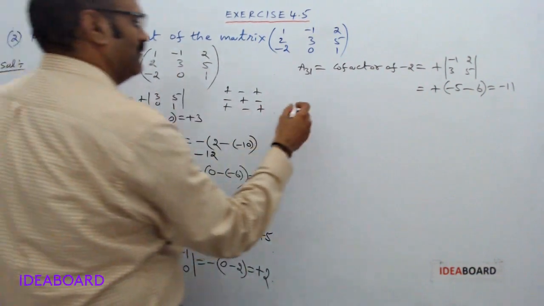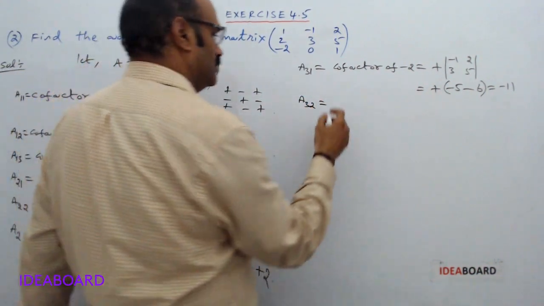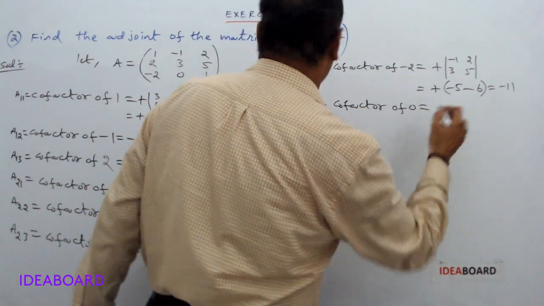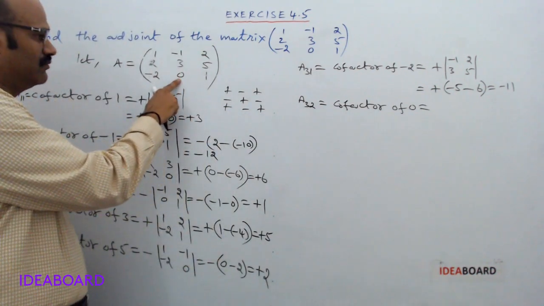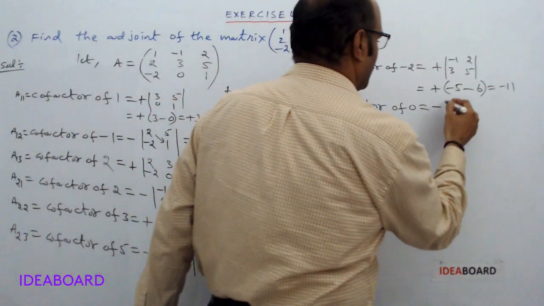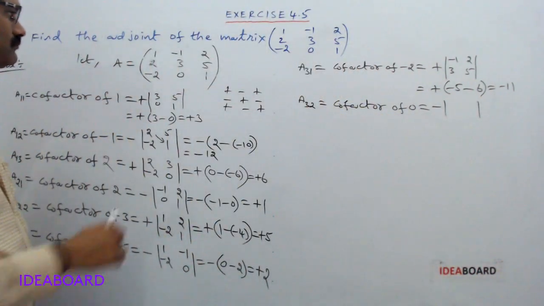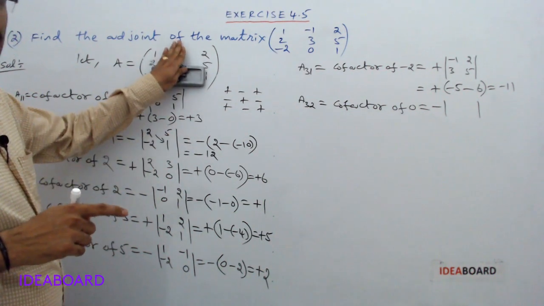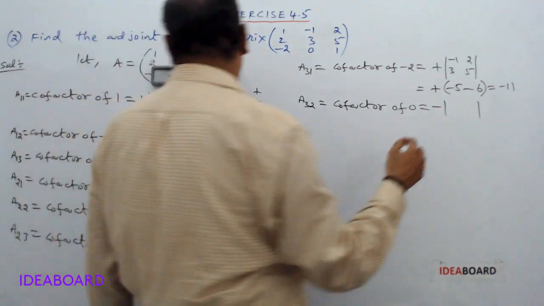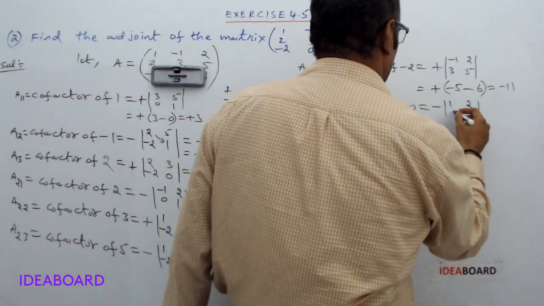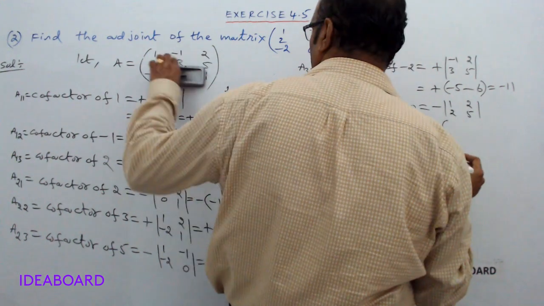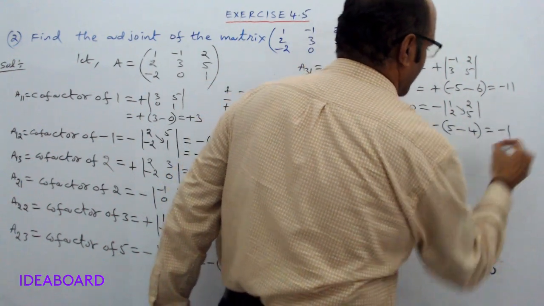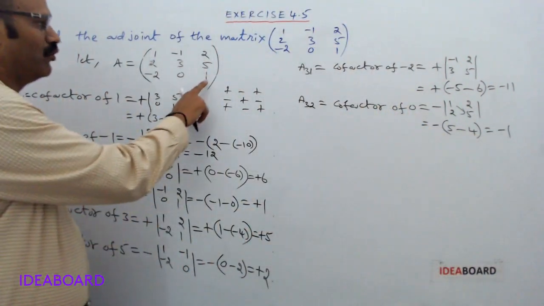Next, cofactor of 0, A32, equal to cofactor of 0 we should find here now. So we are having the sign minus determinant of the element 0 lies in third row and second column. Then we have to take the remaining elements in a determinant 1, 2, 2, 5. So minus of 1 into 5 equal to 5 minus 2 into 2 equal to 4. So minus 1.